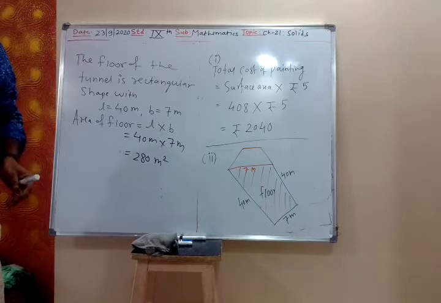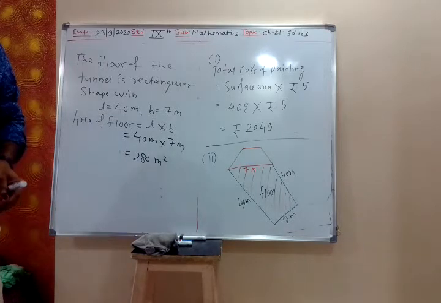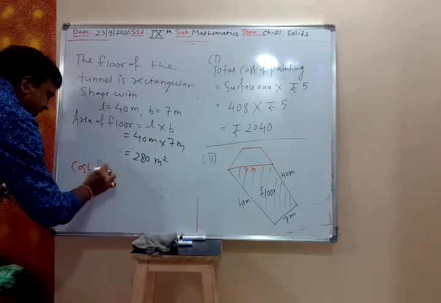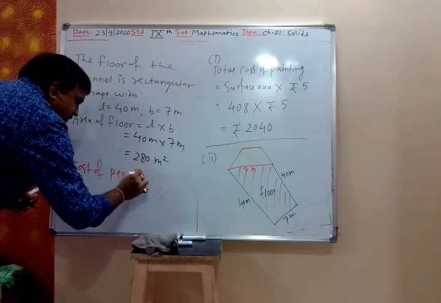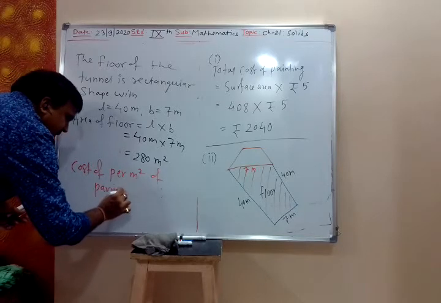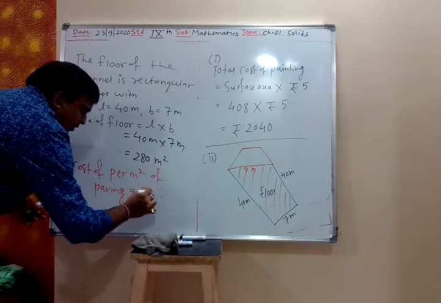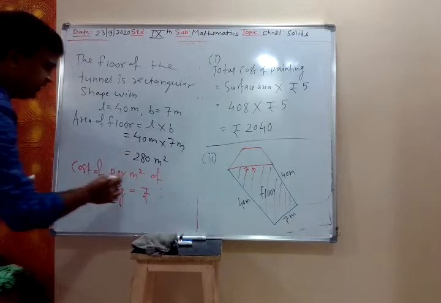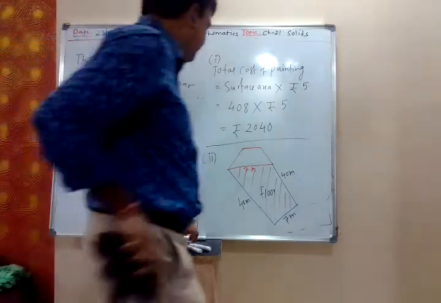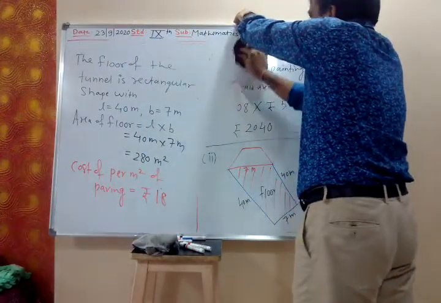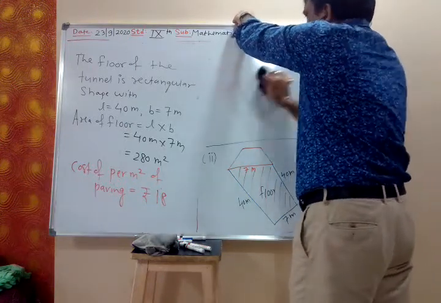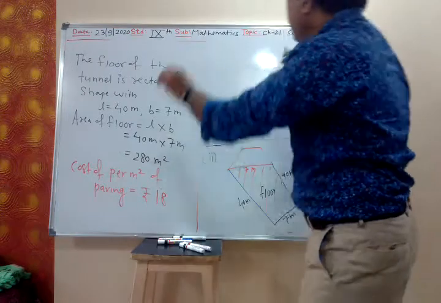So what is the cost per meter square? The cost per meter square of paving is how many rupees? The cost per meter square is 18. So what is the total cost of paving the floor? It is 280 into 18.